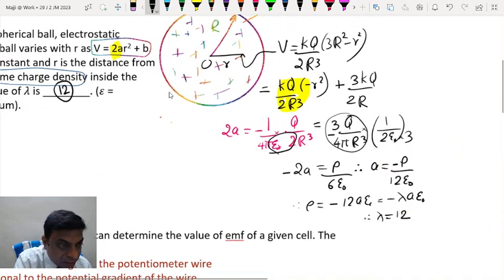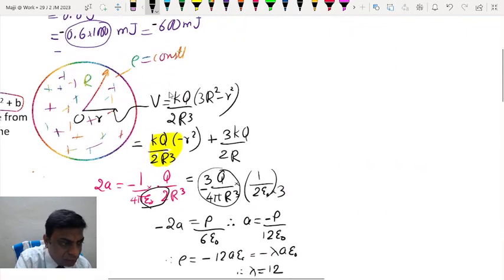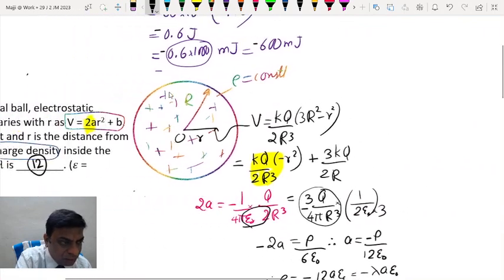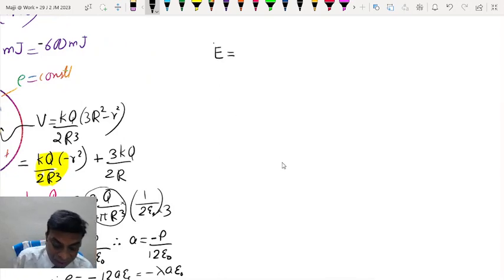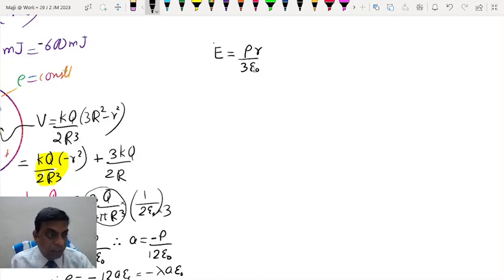There are other methods also. We'll take up one more method to derive this. Alright, students. Now if you know the formula of electric field inside a uniformly charged sphere, then it is rho r by 3 epsilon 0. I hope you know this. This is the electric field intensity at a point a small distance r away from the center within the solid sphere with uniformly distributed charge.